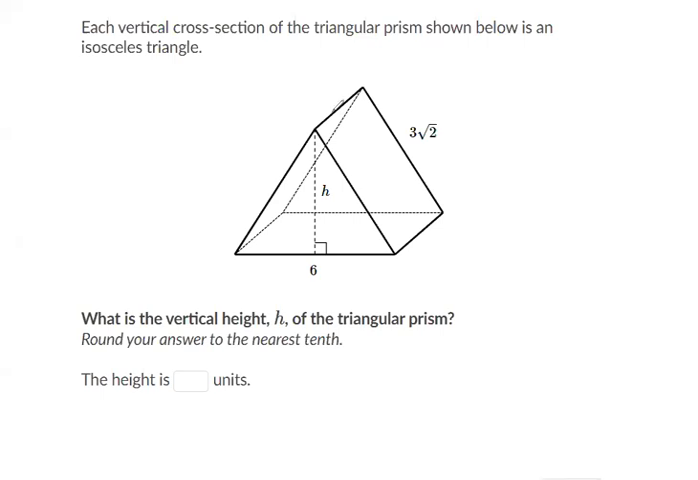Okay, this is the next problem that we have. It's kind of similar to the first problem. The only thing is now the side is not an integer, it's a radical number. So what we are told is the same thing: each cross section is an isosceles triangle.